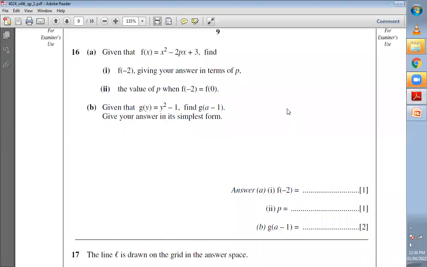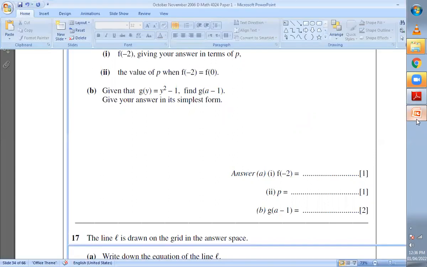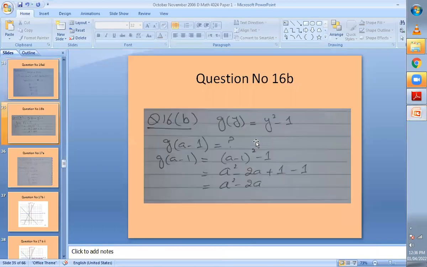Okay, so that's it. Okay, then the B part, he says, given that g of y is equal to y squared minus 1, find g of a minus 1. Give your answer in simplest form. It's a 2-mark question. Let me show you.